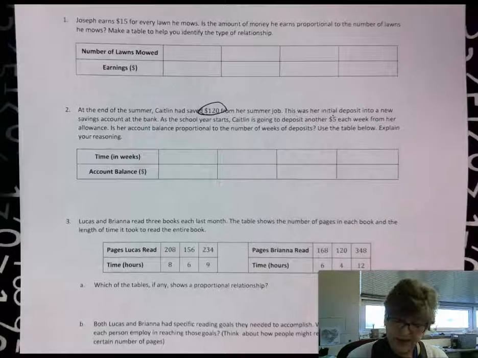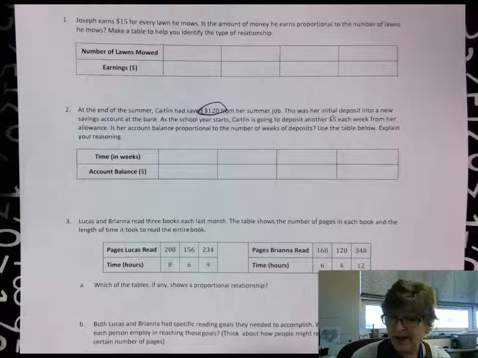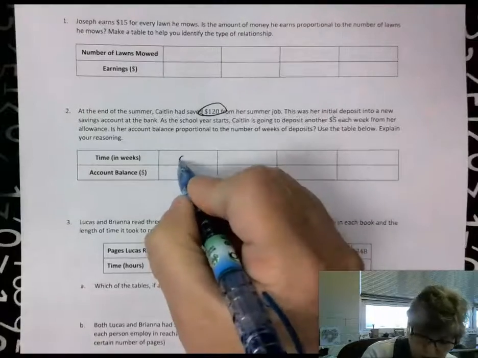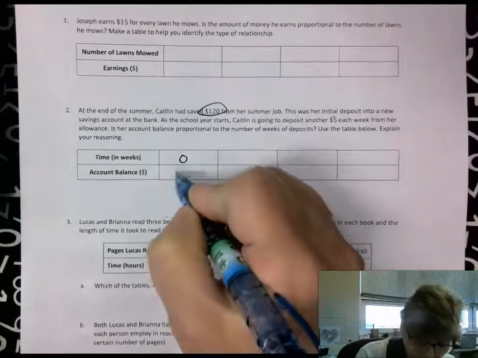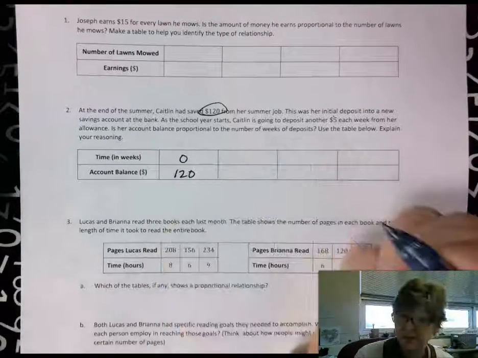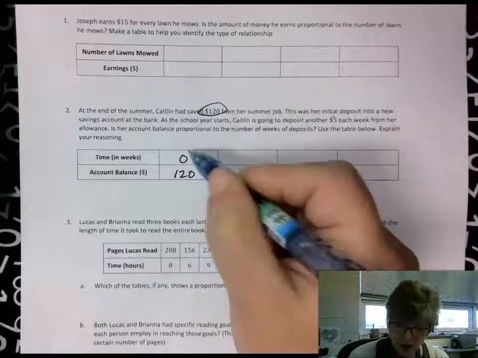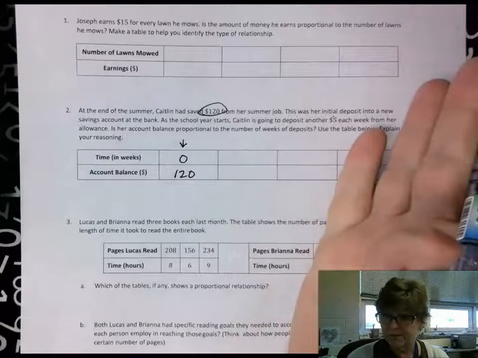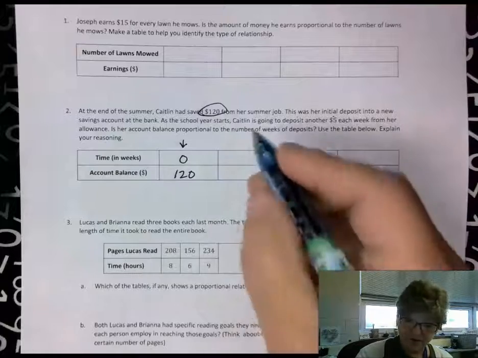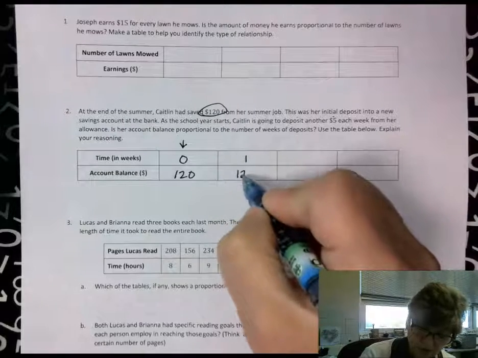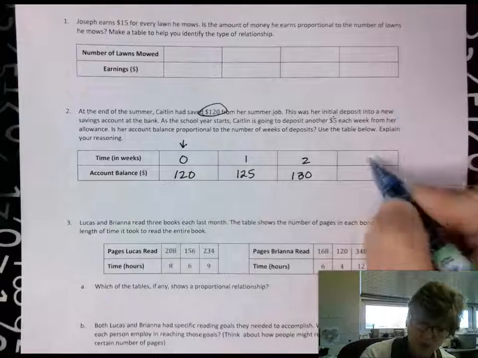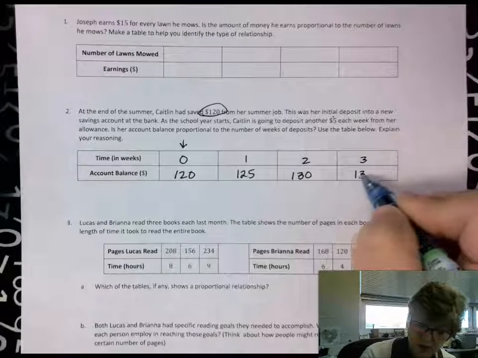So when I'm looking at this, first I need to make sure that I account for where did she start. So at 0 weeks, she had $120 in the bank. That's always an important component to show us where we're beginning. And then after week 1, $125, week 2, $130, week 3, $135.